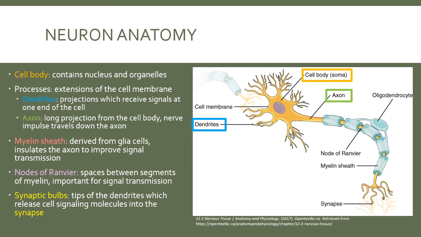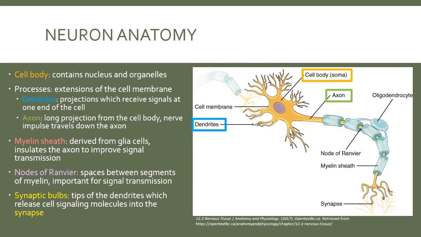The axon, many neurons only have one, occasionally you'll see two, but it's a much longer projection from the cell body, and it's the axon that transmits the nerve potential or the action potential down the length of the axon and then on to the next neuron if that's what happens next in that particular neuron chain.